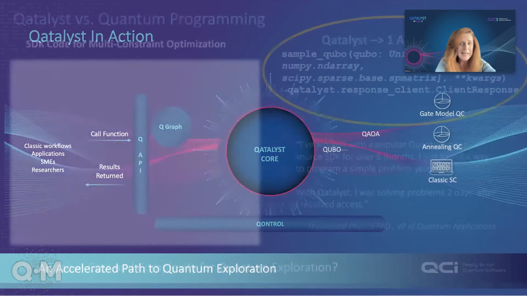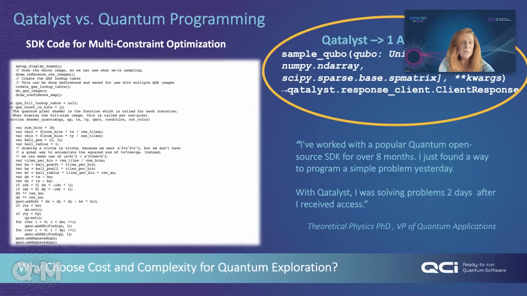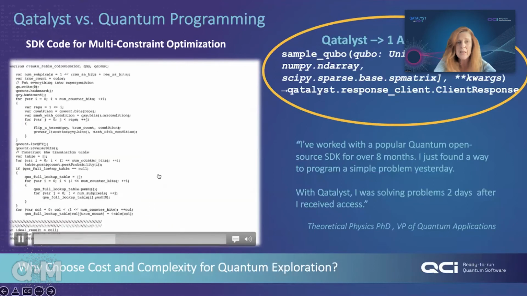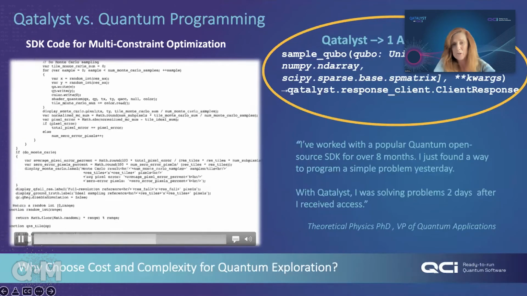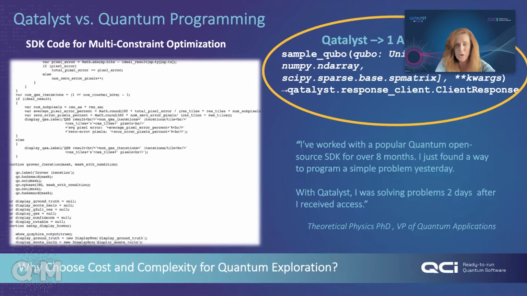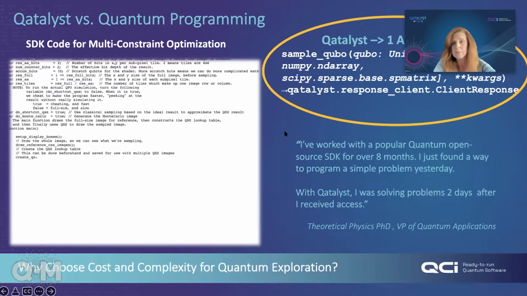Now, you know the old adage of a picture paints 1,000 words. Here's 1,000 words. On the left, you see the SDK code that you have to write for a multi-constraint optimization, and I believe this was 4 constraints. On the right, you see the Catalyst submission.